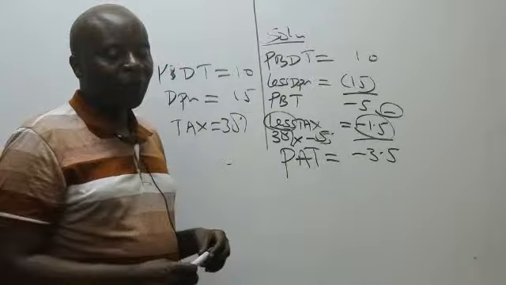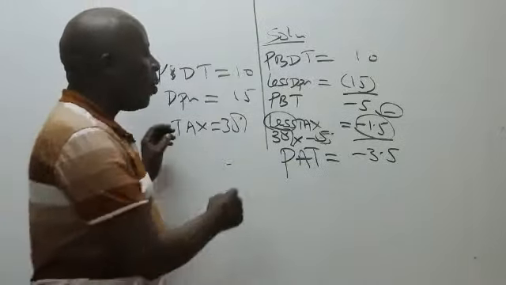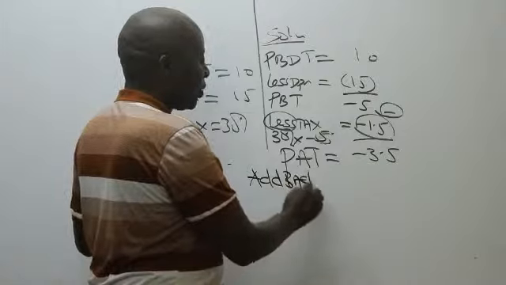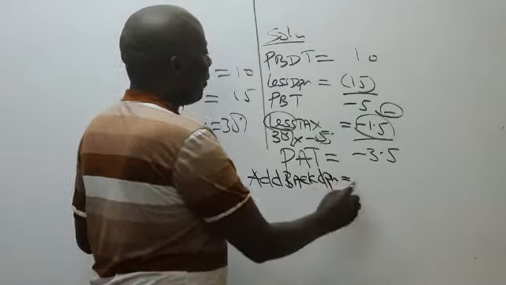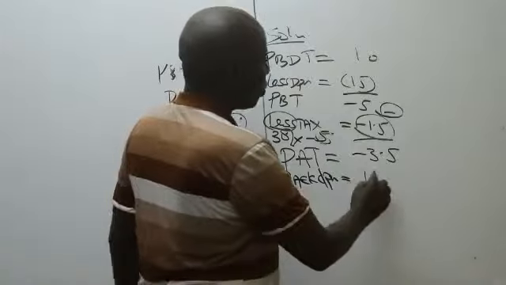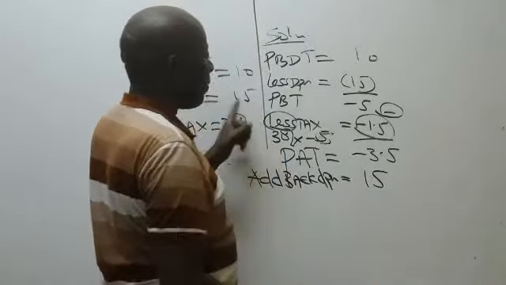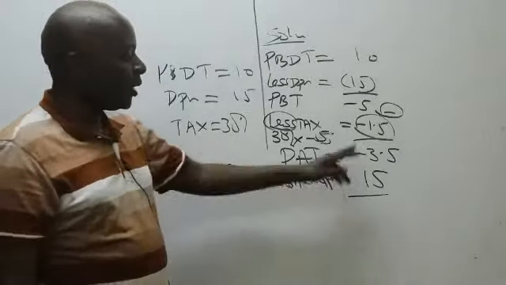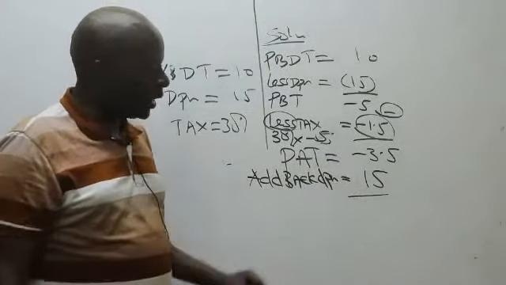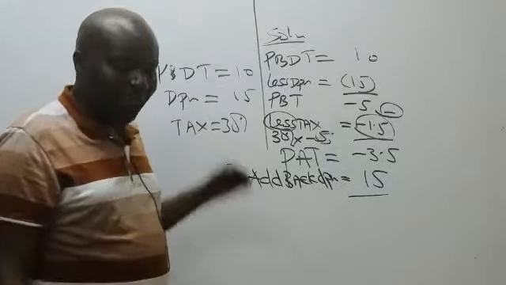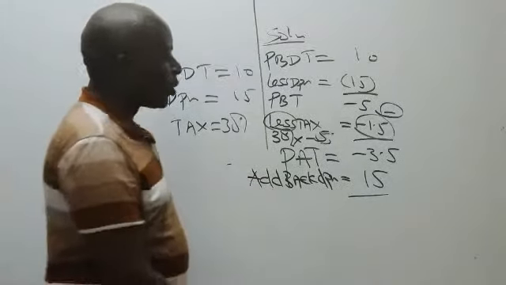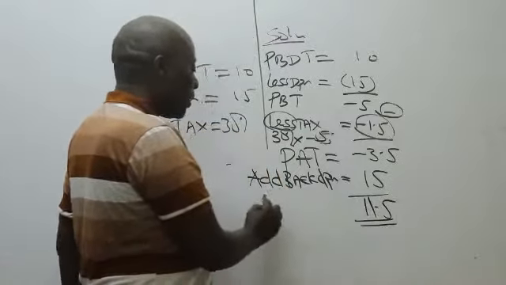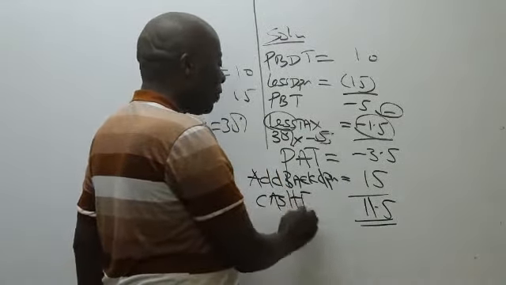So once I have my famous part, what do I do? I will come here and add back depreciation. Add back depreciation of how much? Add back depreciation of 15. Remember the depreciation amount was 15. So could you kindly add the two? So -3.5 plus 15. We are adding back depreciation. So then this will end up giving me 11.5. And this is what we call the cash flow.